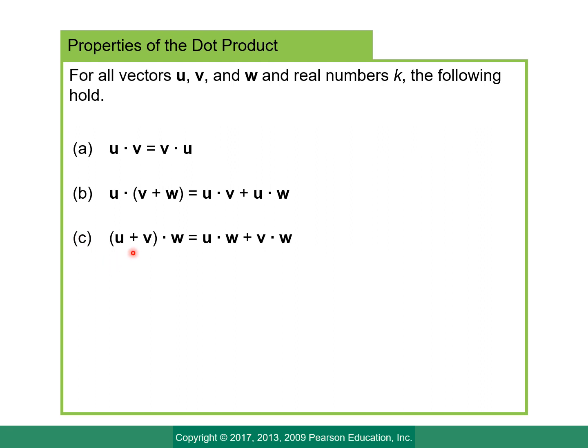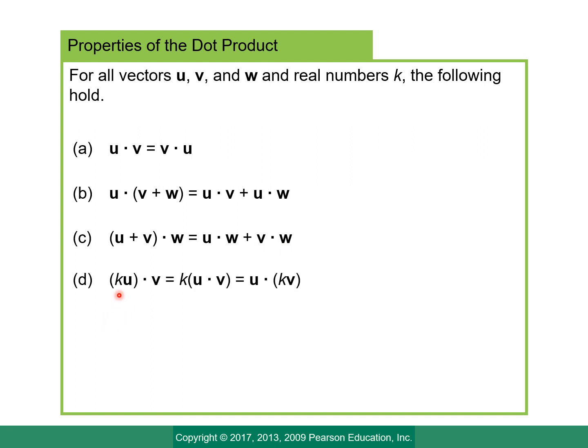Same thing from behind. So (U plus V) dot W, and then you dot W in the back. Think of distributing from the back. So you can bring this dot W into U and also to V. So U dot W plus V dot W.